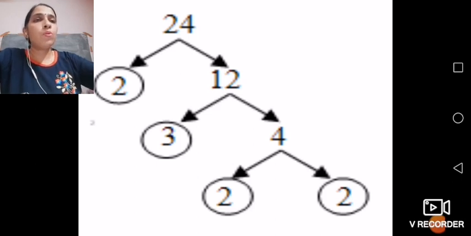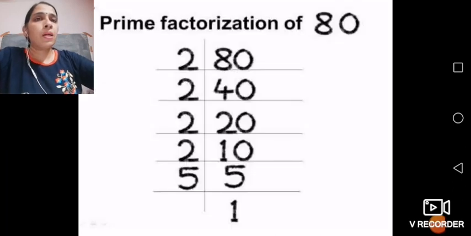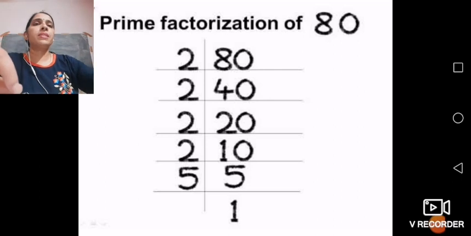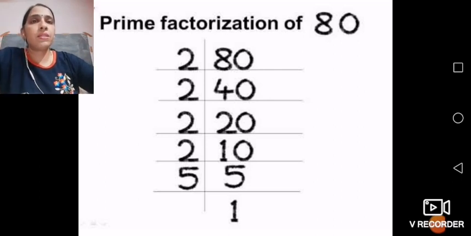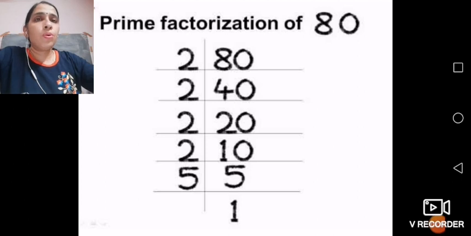Now, let us see one more example of the division method. Prime factorization of 80. How will you do this prime factorization? See, first it is divisible by 2. Now, in dividing these numbers, the divisibility rule is quite useful for you, which we have done in our previous exercise.